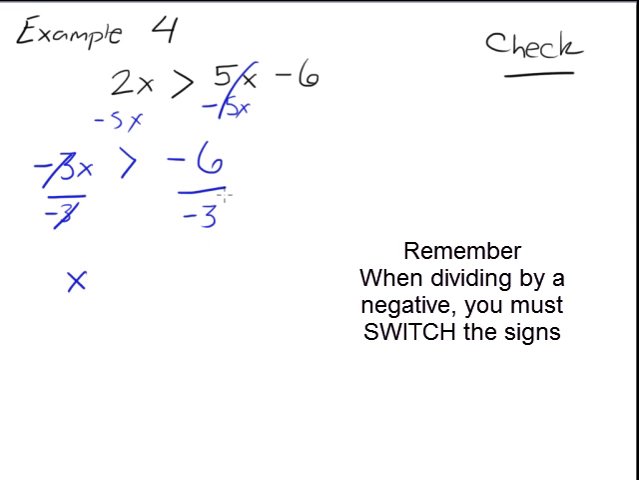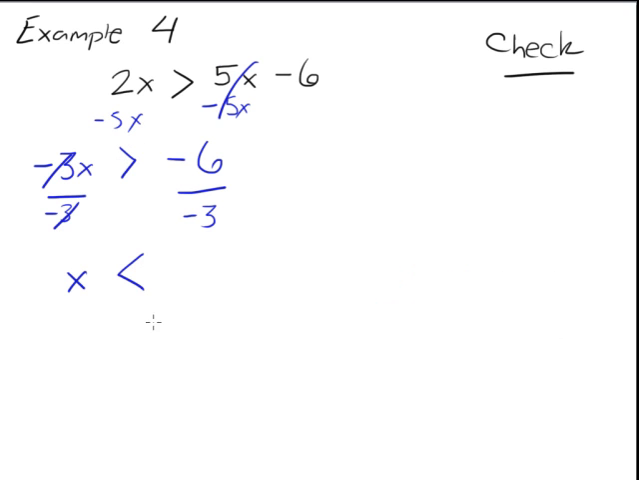But notice, when I divide by a negative number, like how I did here, I have to switch the sign. Okay, if it is a greater than, like it is here, I have to change it to a less than. If it's a less than, I would have to flip it to a greater than. That's only when you're dividing by a negative number. So back to here, I have negative 6 divided by negative 3, and negative divided by negative will give me a positive. 6 divided by 3 is going to give me a 2.